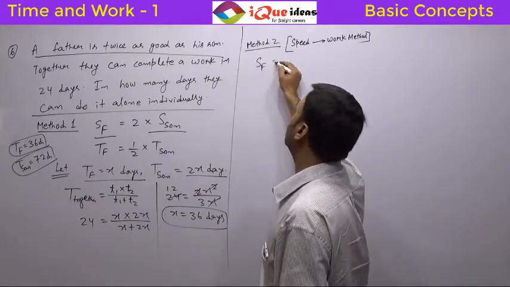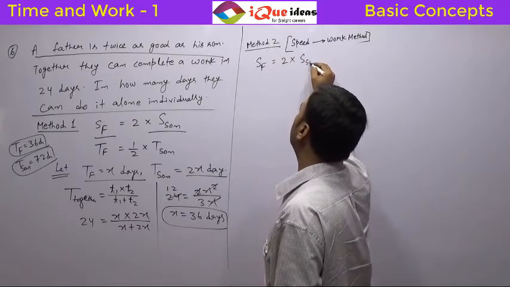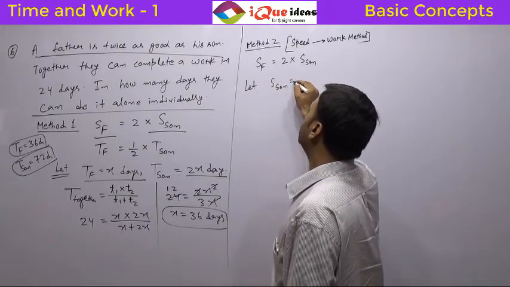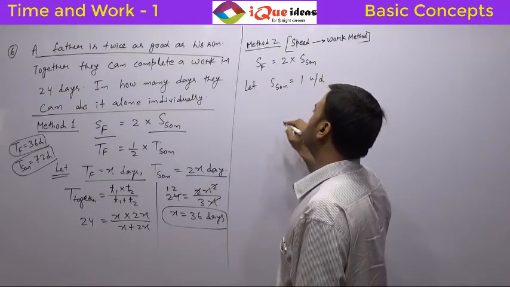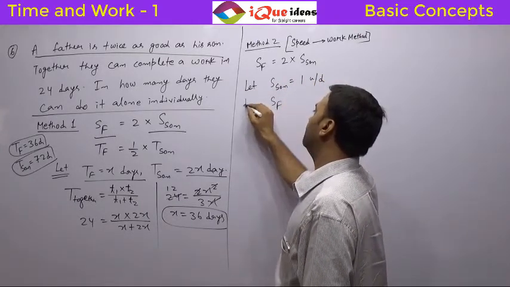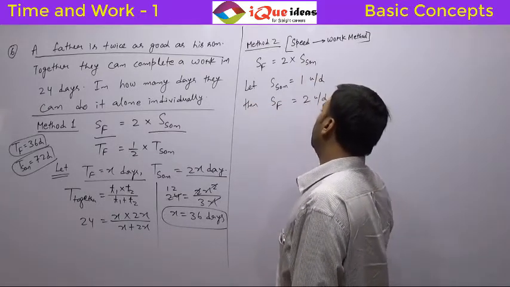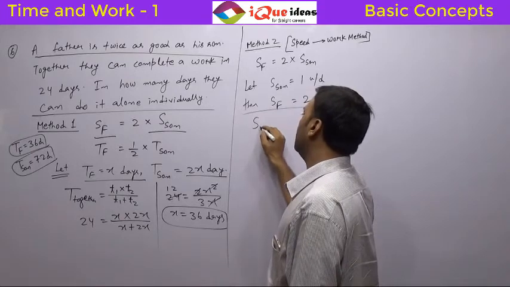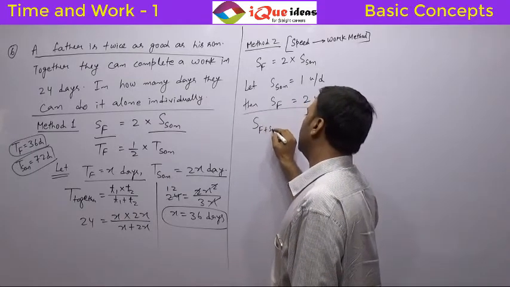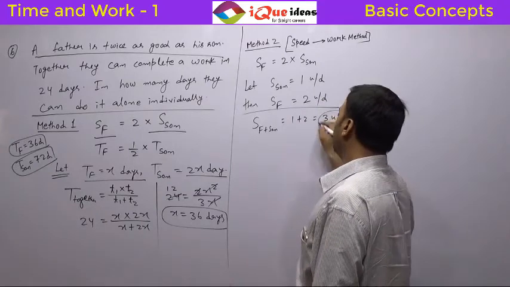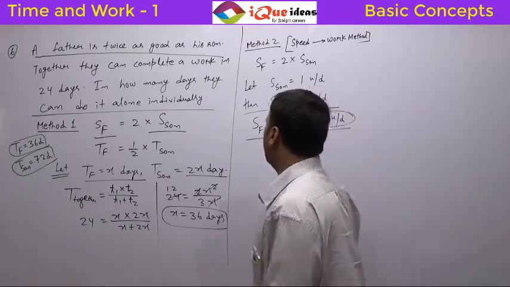Speed of father is 2 times speed of son. So let's assume that speed of son is 1 unit per day. So what will happen? Speed of father will be 2 times speed of son, that is 2 units per day. That means the combined speed of father and son will be equal to 1 plus 2, which is 3 units per day. Now, why are we calculating combined speed?